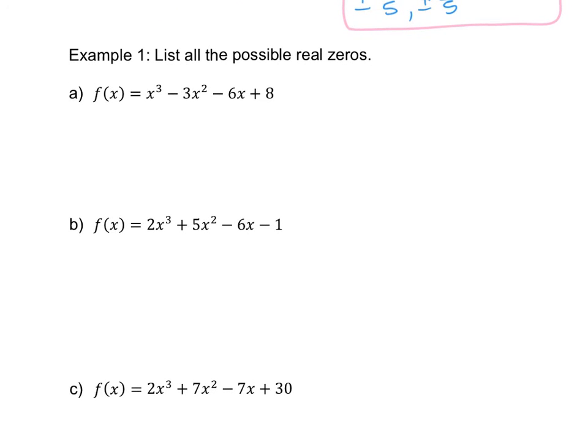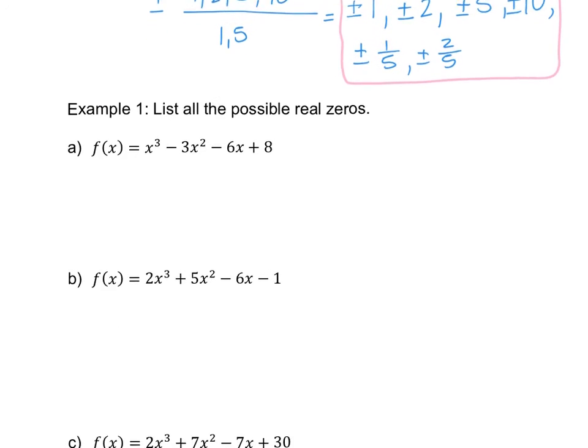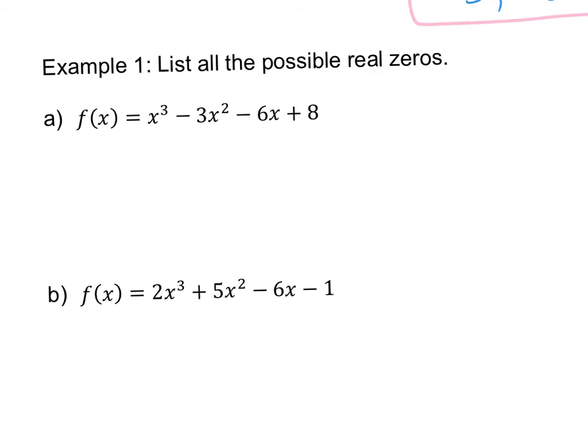So again, using this formula up here, what we're doing is we're finding the factors for the constant, so the last number, and finding the factors of the leading coefficient, which is usually the first number. So the constant is always the number that is by itself, usually at the end. So right here is my constant. So I'm going to find its factors, and then my leading coefficient here is 1 because my highest power is x to the third. So my leading coefficient is the number in front of it, which is 1.